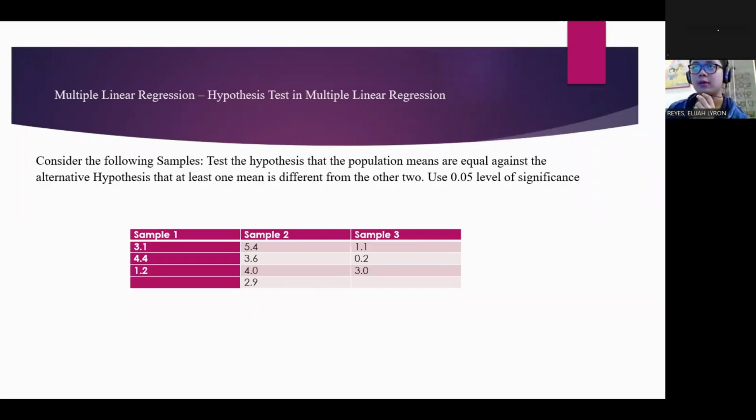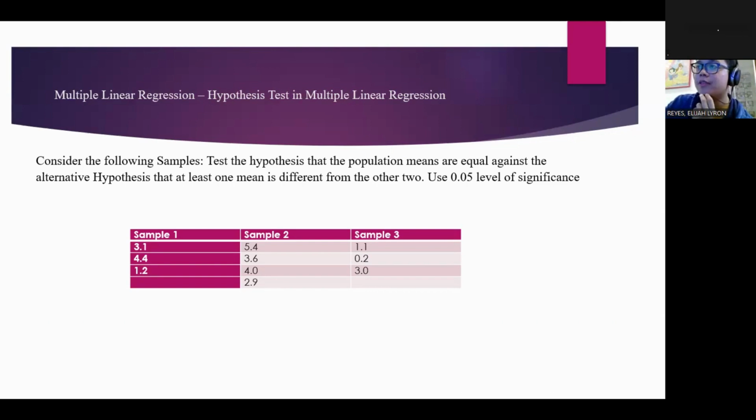So for our next problem, we have multiple linear regression, hypothesis test, and here we have a simple ANOVA problem, which will then help us to test our hypothesis. The problem states to consider the following samples. Test the hypothesis that the population means are equal against the alternative hypothesis that at least one mean is different from the other two. Use 0.05 level of significance.